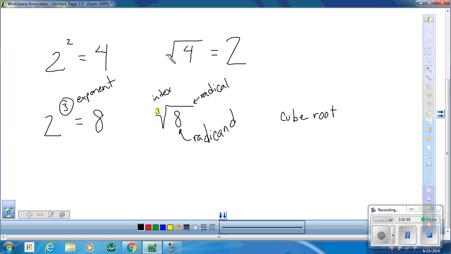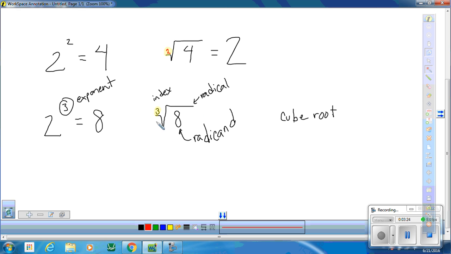I do want to point out again, if there is no number written on the shelf of the radical, then that is an understood 2. If they don't tell you what the index is, then you assume that the index is 2, a square root. It's the most common. And again, mathematicians, being lazy, want to write as little as possible. So since we use the square root the most often, we just went ahead and said, okay, if there's not a number written up there, it's a square root. If it's got to be something different, then we'll write it up there. So that's where that came from.